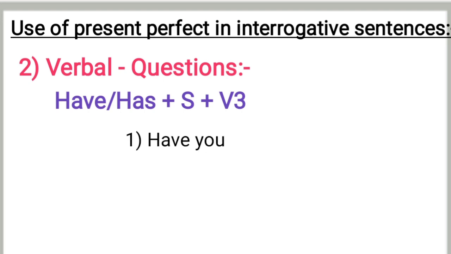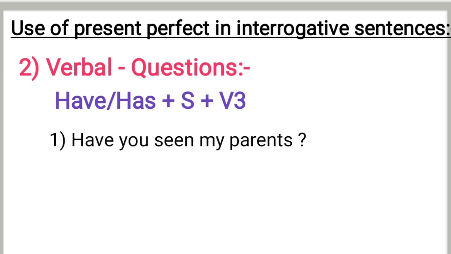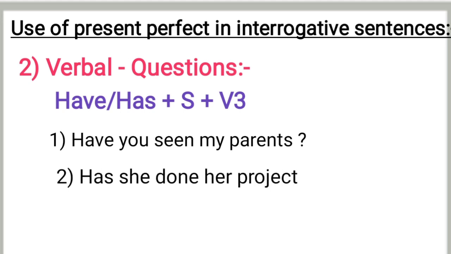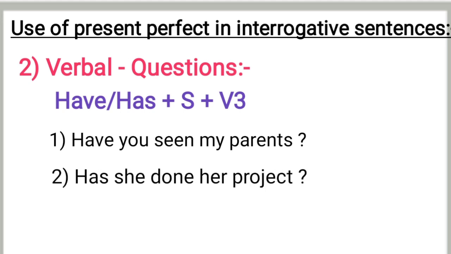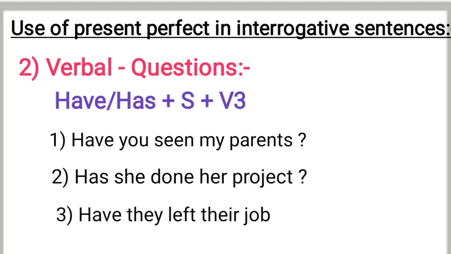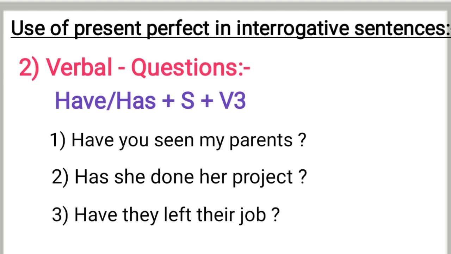Okay, let's have some examples of verbal questions. First question, have you seen my parents? Second example, has she done her project? And third example, have they left their job? Now observe these examples carefully. I have started all the questions either with have or has because they are helping verbs and verbal questions start with helping verbs. I started the first question with have because the subject in the first question is you, and with you we use have helping verb.